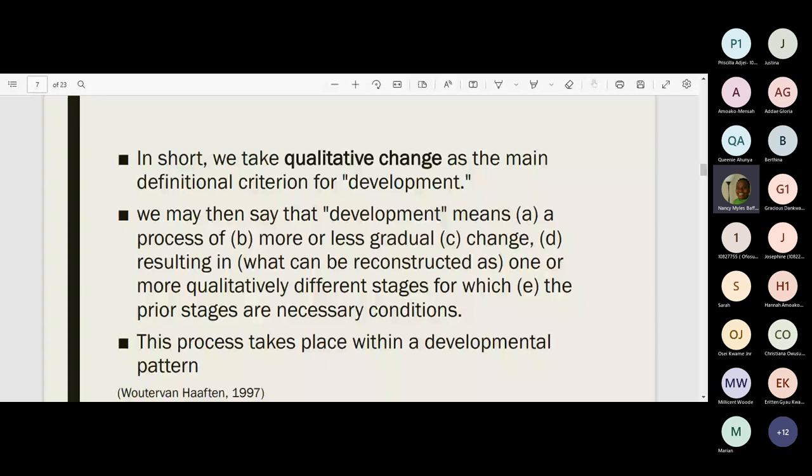So if a person is developed, or we are talking about this nation being developed, or the society being developed, or the language being developed, it means all these aspects must be included. Means A, process; B, more or less gradual; C, change; D, change that is resulting in what can be reconstructed as one or more qualitatively different stages.